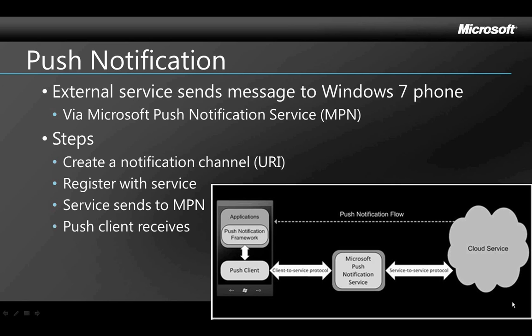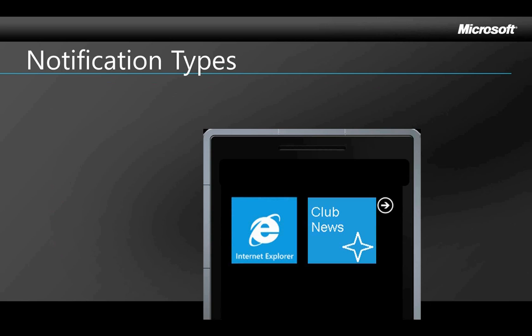When the phone's connected, the push client on the phone receives the notifications. If the application is running, the application can get that information directly and handle it. But if not, the phone can notify the user, and the user can then start the app to handle the notification. There are three kinds of notifications the phone can receive.